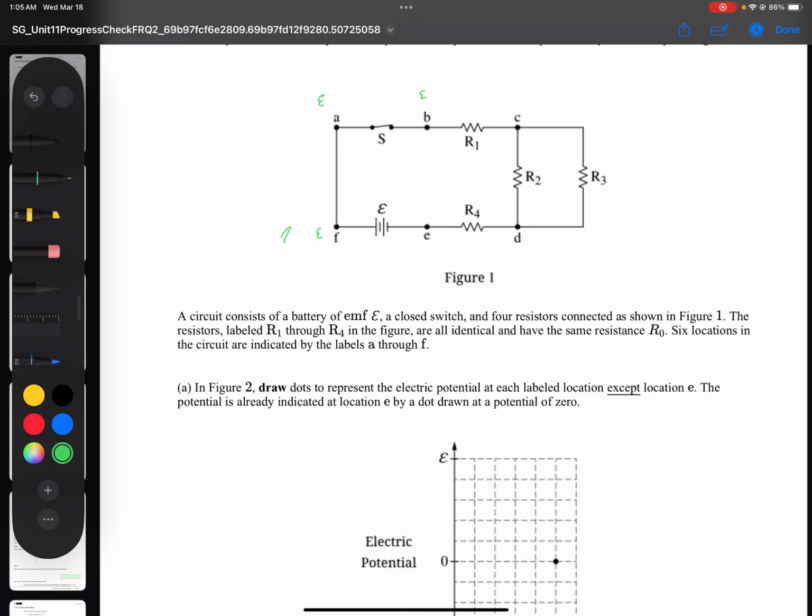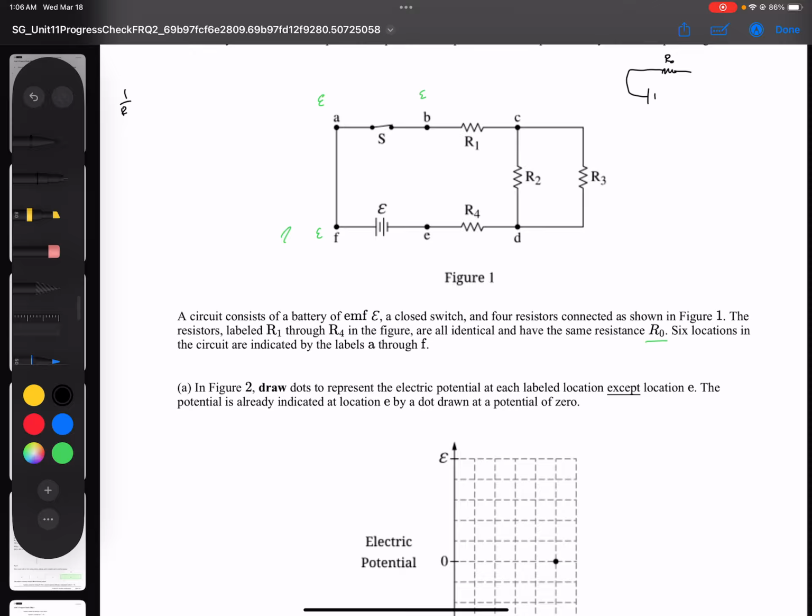In order to do this, you need to know the total load on the battery. It says here that all these resistors are the same, with the same resistance R naught. So I'm going to simplify the circuit and redraw, one step at a time. I have my battery here, all these wires, then I have R naught. And these two resistors are in parallel.